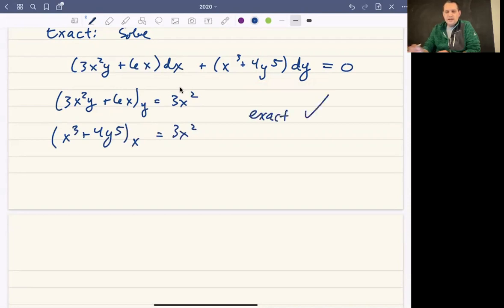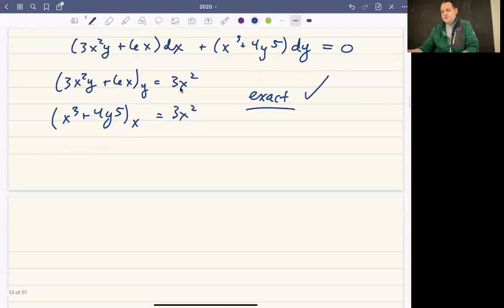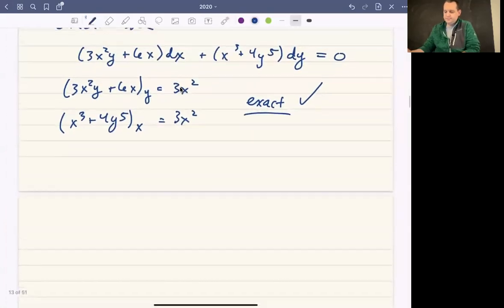If this was not exact, then you just have to go back and manipulate it somehow and try something else. Maybe it's linear, maybe it's separable, who knows. But if it's not exact, then this method won't work. Ours is exact, so we'll continue on.